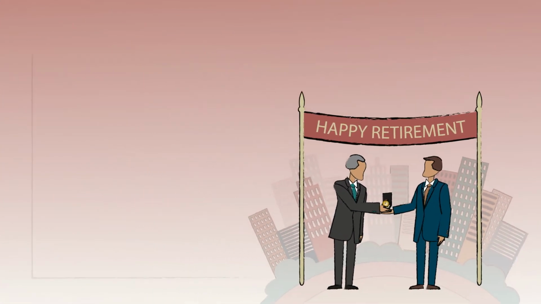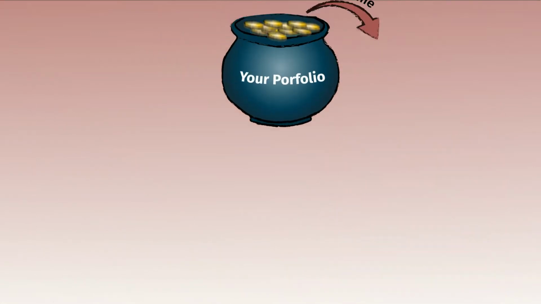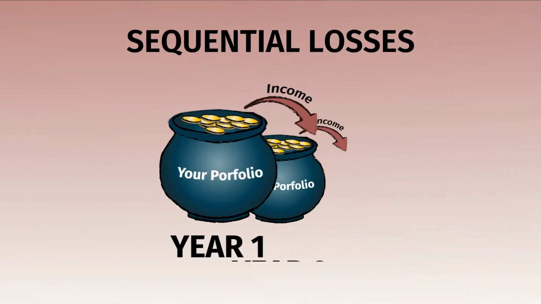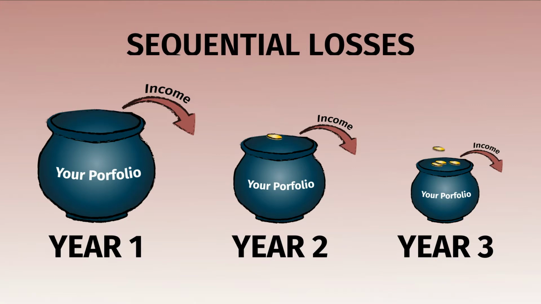Losses that are sudden leave no time for investors to react, or come at a bad time when investors do not have recovery options. Sequential losses may be smaller, but they happen for a few years at a time. This is not great for any investor situation, but especially bad for investors who require income from their investments.